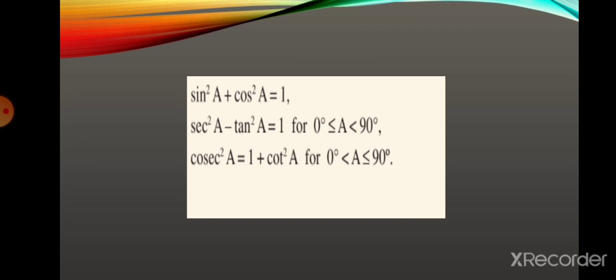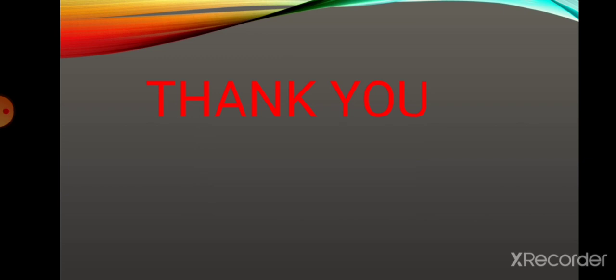In the same way, cosecant square A equal to 1 plus cot square A, or cot square A equal to cosecant square A minus 1, or we can also write cosecant square A minus cot square A equal to 1. These are the three important identities. Children, let us watch this video for understanding identities.